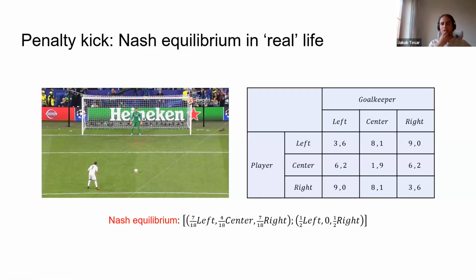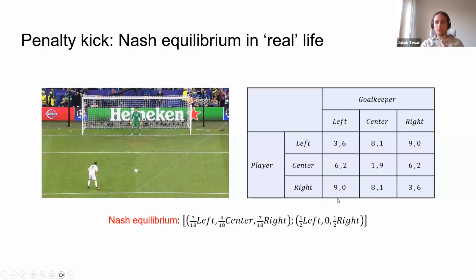And if you make the calculation, if you look for Nash equilibria, you will find that there is only one Nash equilibrium, which is a mixed strategy, which once again is a classical mixture of the 3 strategies that the player has. So for example, for the player it is to kick the ball to the left with the probability 7/18, which is about 40%, to the center 4/18, which is about 20%, and to the right 7/18, which is about 40%.